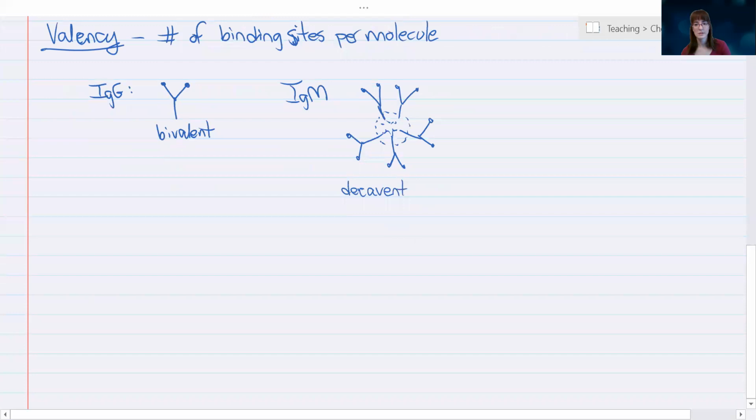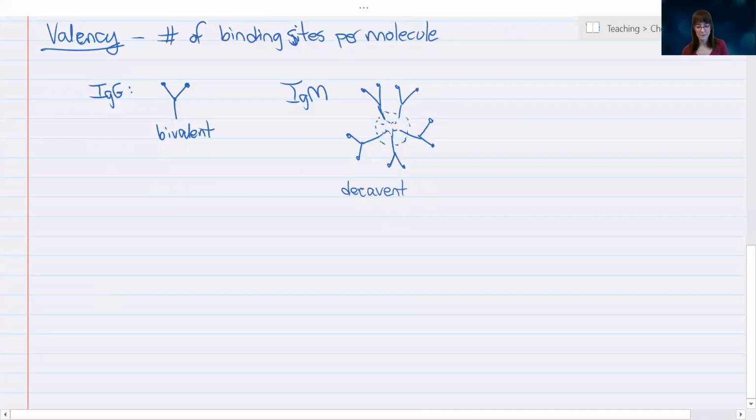And there are others in between. For example, sometimes people will specifically try to make dimers of antibodies, and then those would be tetravalent. Okay, and valency goes way beyond antibodies. Other receptors can be bivalent, tetravalent, and so on.